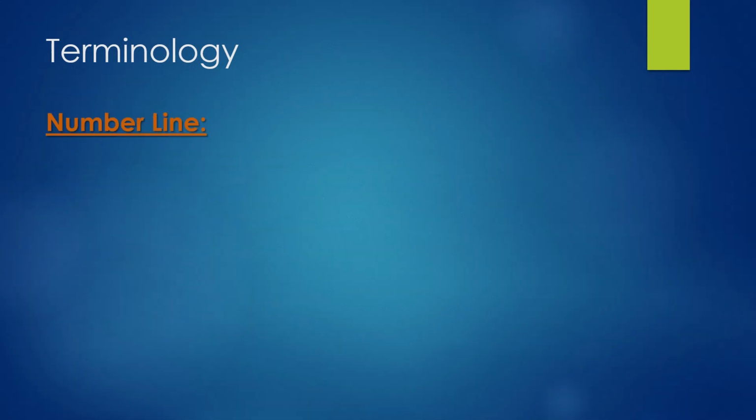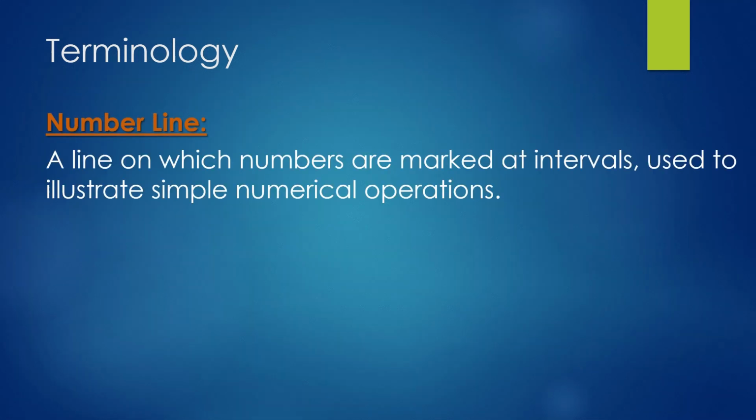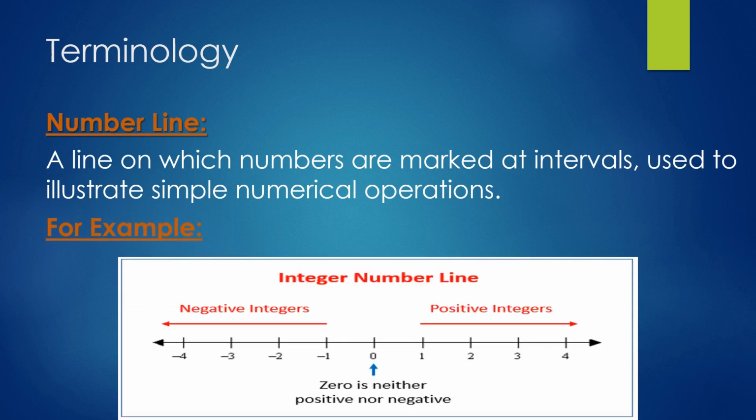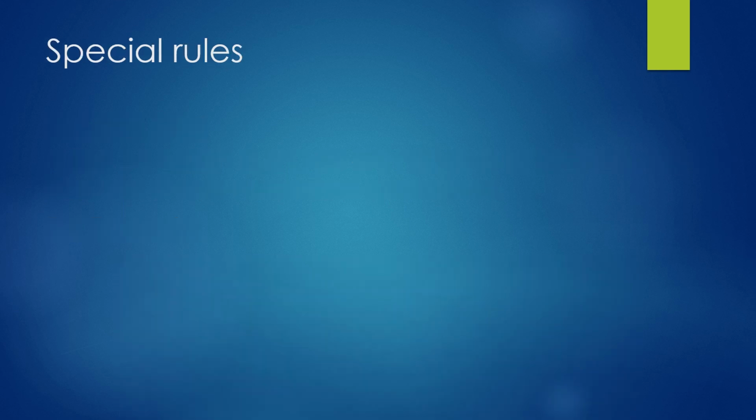The next terminology is a number line. Now you may have seen these before. A number line is a line on which the numbers are marked at intervals and is used to illustrate simple numerical operations. For example, this number line right here. 0 typically would be right in the middle because 0 is neither positive nor negative. The positive numbers go to the right, the negative numbers go to the left. Now we can use a number line to figure out these simple addition and subtraction problems with integers. We could just move from one number on the number line to another. But first, let's look at some special rules.